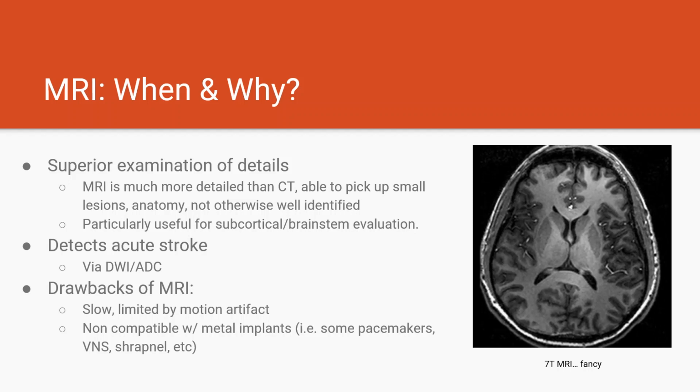The level of detail it provides can be really helpful in picking up small lesions, anatomy, and a lot of stuff that can go missed on head CT. And specifically, it's helpful at picking up some small subcortical and brainstem lesions. Furthermore, the MRI has some special sequences that are really good at detecting certain things, including acute stroke, which we'll discuss here, that are just hard to see on CT.